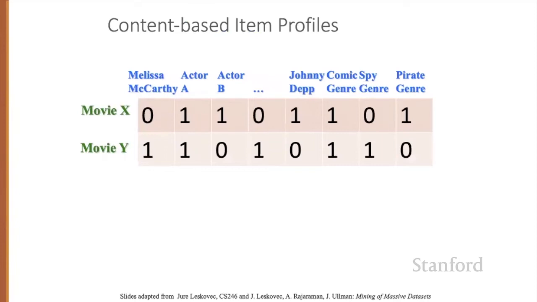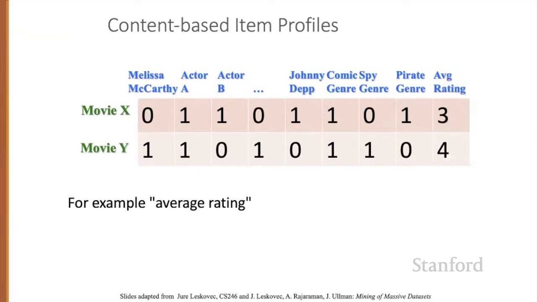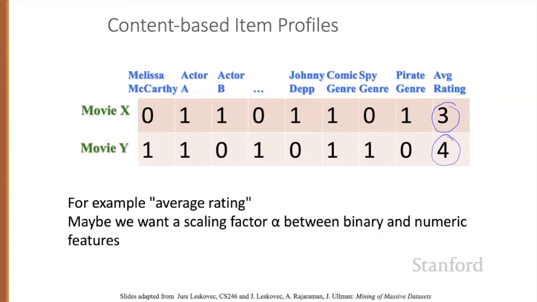Here's a sample item profile for 2 items. Movie X, a Johnny Depp pirate movie, and movie Y, a Melissa McCarthy comedy. Each item profile is a vector of binary values, 1s or 0s. But what if we want to have real or ordinal features too? For example, we might want to add a feature for the average rating of a movie. This average is a real number. That's fine. Cosine still works with combinations of binary and real valued values in the cell. We might, however, want to scale the non-Boolean components with some alpha, so they neither dominate the calculation nor become irrelevant.